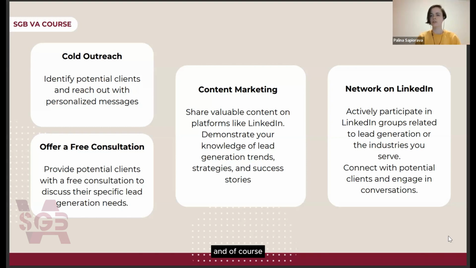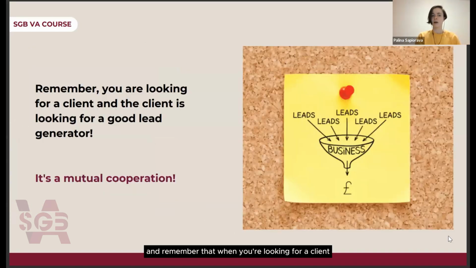And of course, build your network. Participate in different groups related to lead generation or the industry you serve. Connect with potential clients, engage in conversations, leave comments, create a network. And remember that when you're looking for a client, at the same time the client is looking for you as a good lead generator, because lead generators are the core of business.